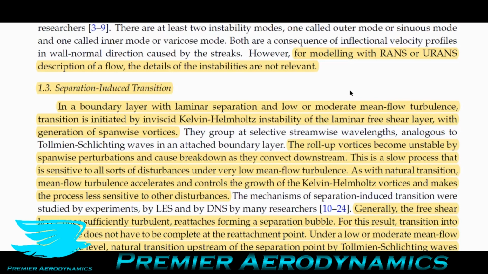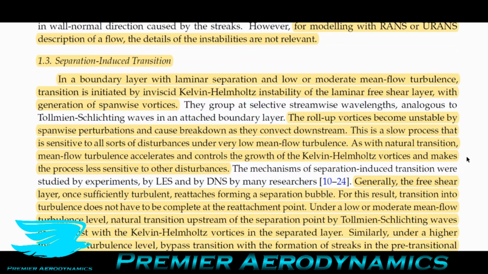So in the boundary layer, the turbulence is really introduced by this mechanism, this Kelvin-Helmholtz instability. The roll-up of these vortices becomes unstable to span-wise perturbations and causes breakdowns as they convect downstream. So in other words, these vortices, like any vortices really, will break down over time downstream, and that introduces all this unbridled turbulence, and that can result in transition if the Reynolds number is high enough.